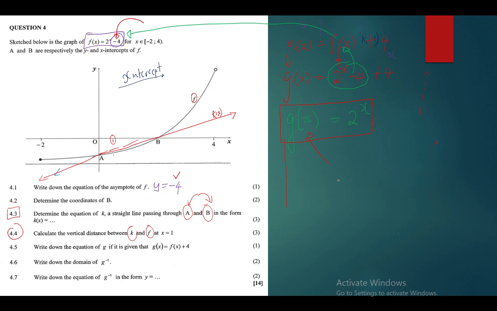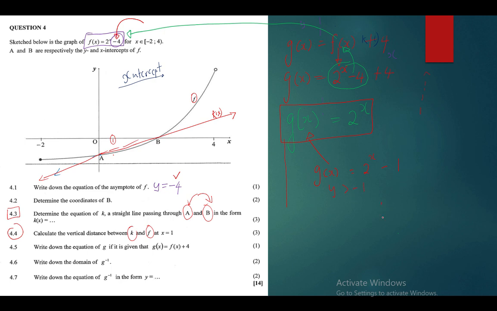Guys, I want you to understand. Suppose your function G was like this: G of X equals 2 to the exponent X minus 1. What was going to be the range? The range was going to be Y is greater than negative 1.